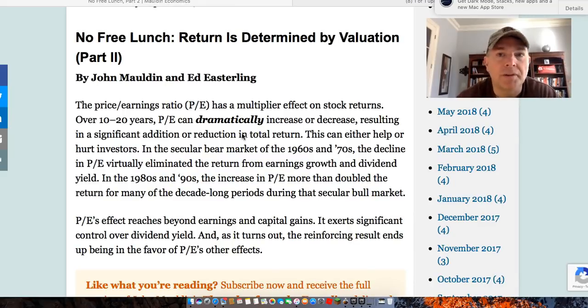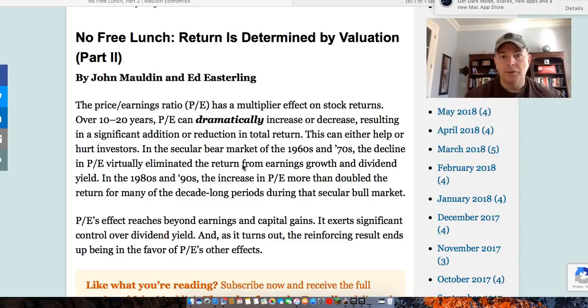We're going to have a two-part series on John Mauldin's. He did a couple of articles on stock return being determined by valuation. And I completely agree with this. 100% take issue with a different area of John Mauldin's, when he says Social Security won't provide enough for many retirees, and I totally take issue with that. But in this case, 100% agree.